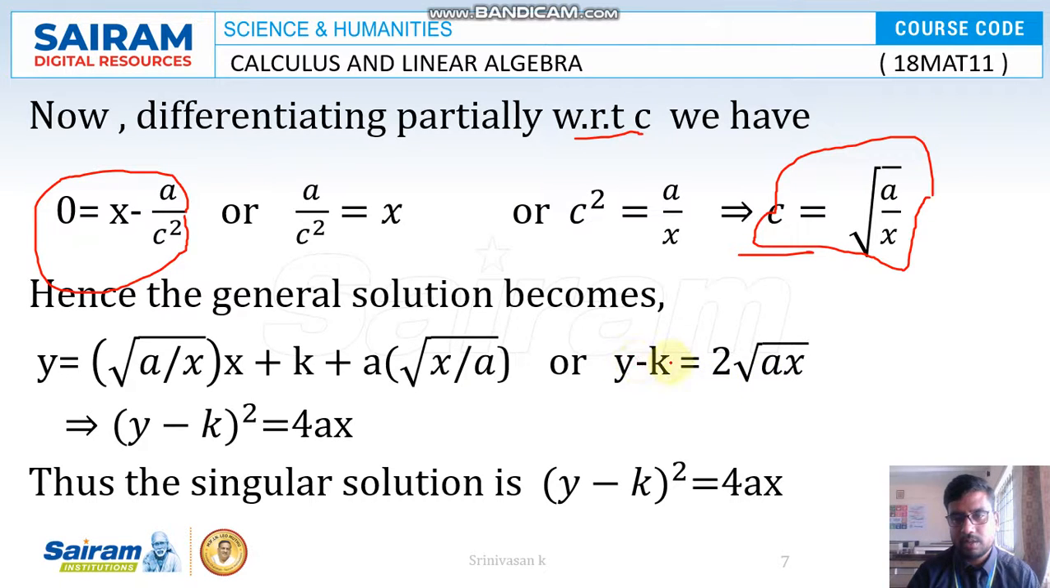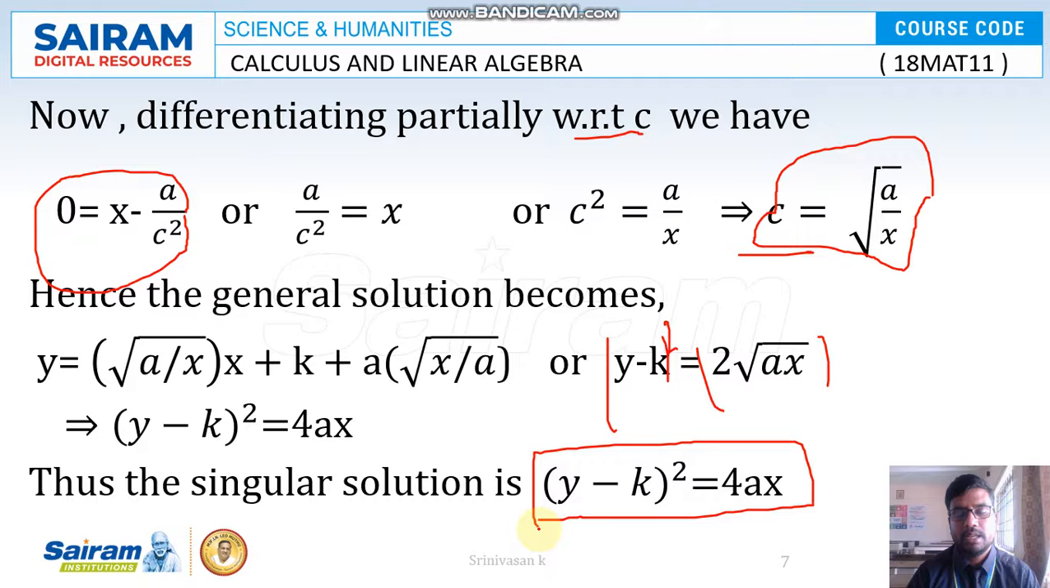So you have to simplify, then square on both sides. Squaring on both sides, we get (y minus k) the whole square equal to 4ax. So this is the singular solution. So the equation of the singular solution is (y minus k) the whole square equal to 4ax.